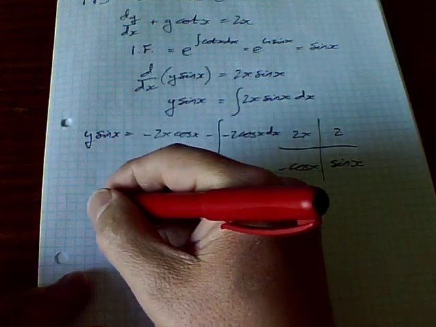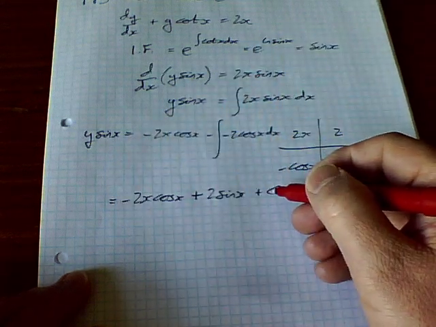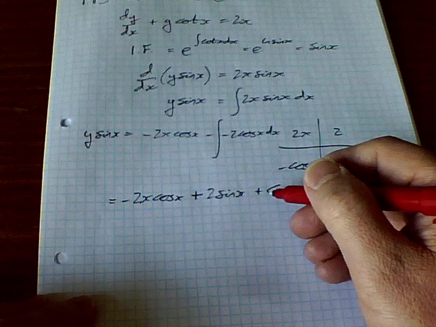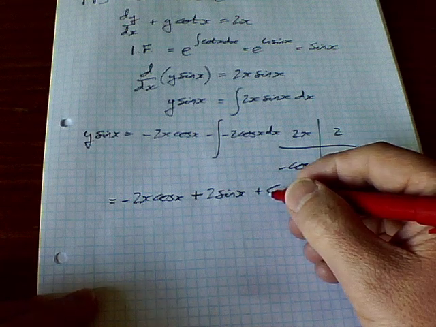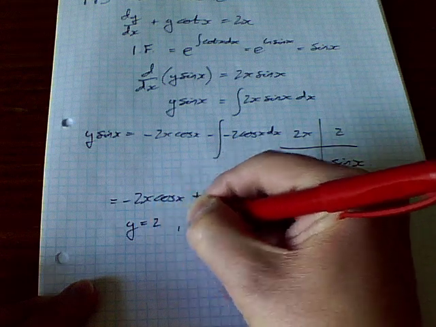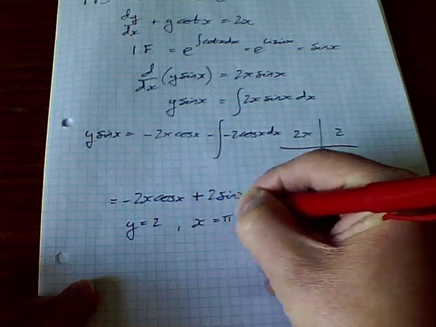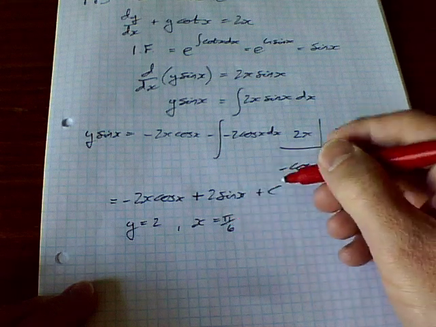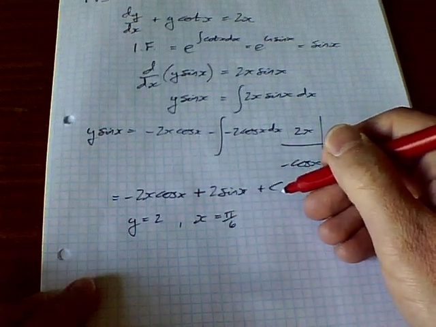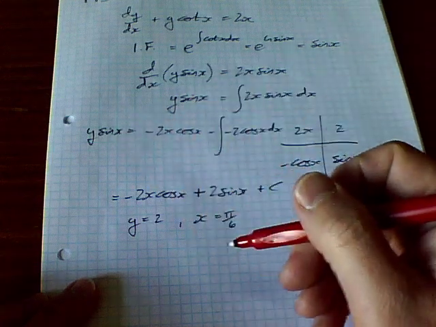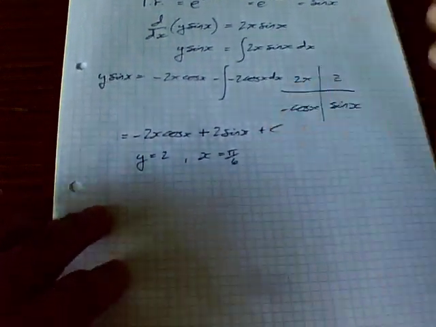That's the general solution, but they gave us some specific information. They said that y equals 2 when x equals pi by 6. So I've got y equals 2, x equals pi by 6, and I'm going to use that information to find c. And I'm noting at this point that they want the answer in the form y equals a function of x, so ultimately I'll have to divide through by my sine x.